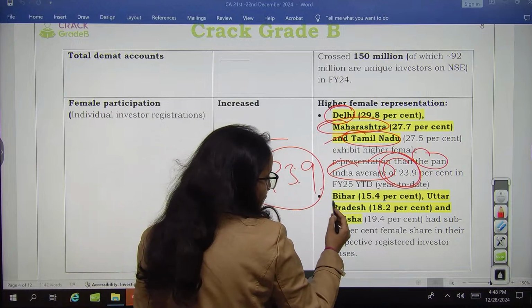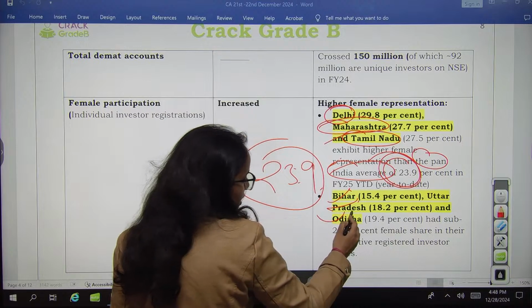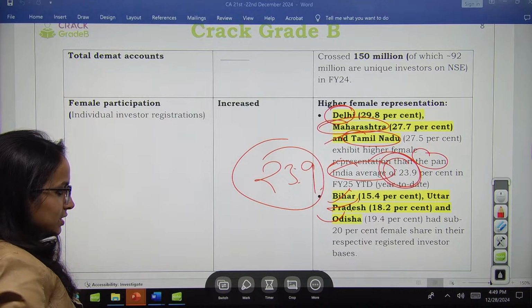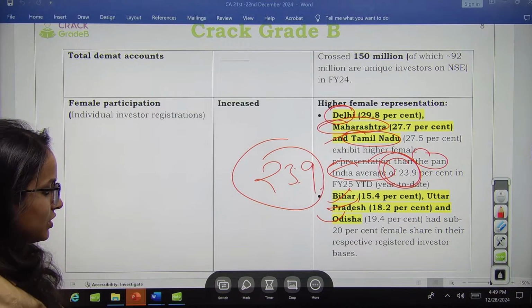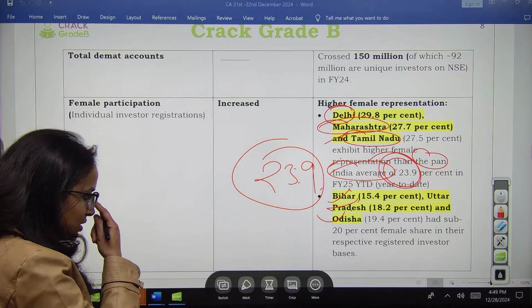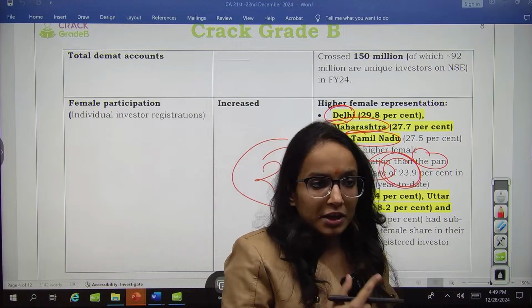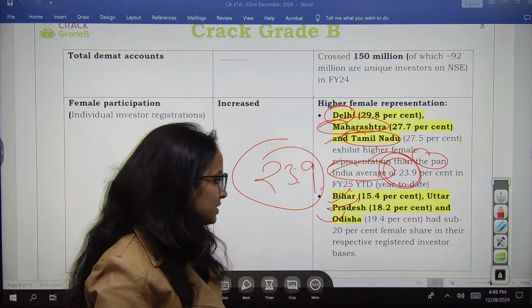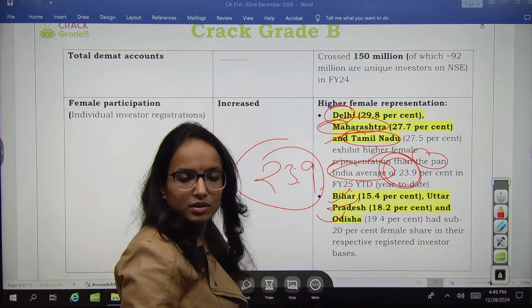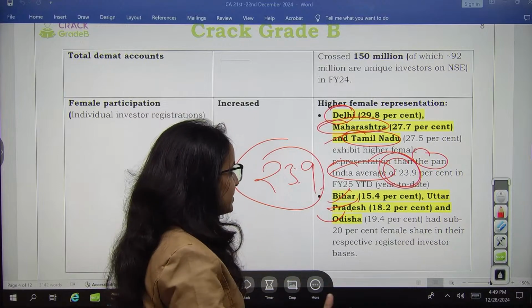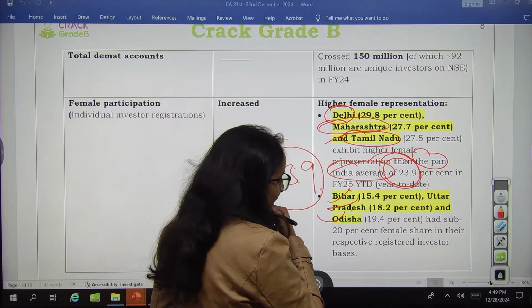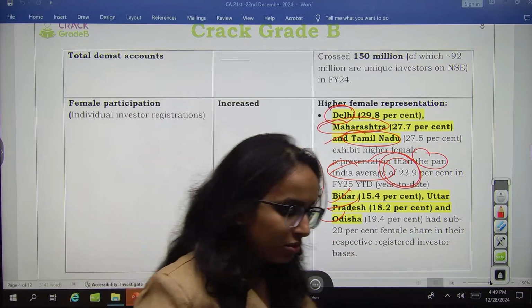Second, the states of Bihar, Uttar Pradesh and Odisha have this share of female investors in their respective registered investor base. So the comparison is different here. The above comparison is against the national average of female investors, and this is their own state base of female registrants. So nationally, Delhi, Maharashtra, Tamil Nadu are the top, more than the national average of 23.9, and in their state share, Bihar, UP and Odisha are performing well.